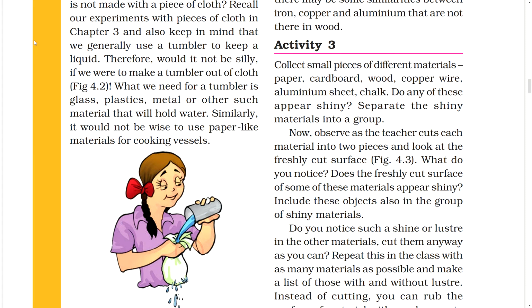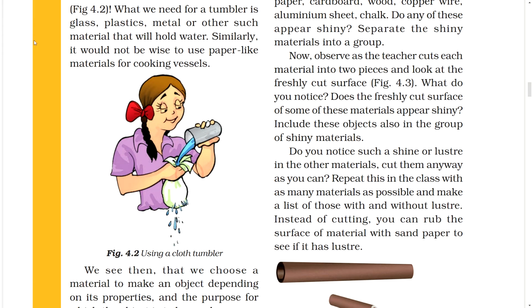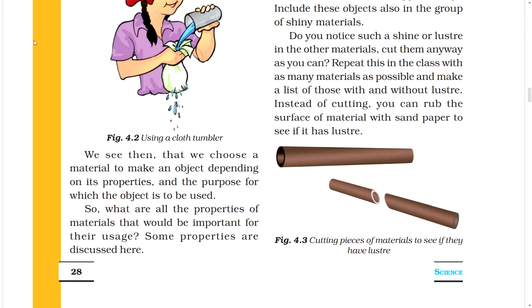Repeat this in the class with as many materials as possible and make a list of those with and without luster. Instead of cutting, you can rub the surface of materials with sandpaper to see if it has luster. Figure. Cutting pieces of materials to see if they have luster.